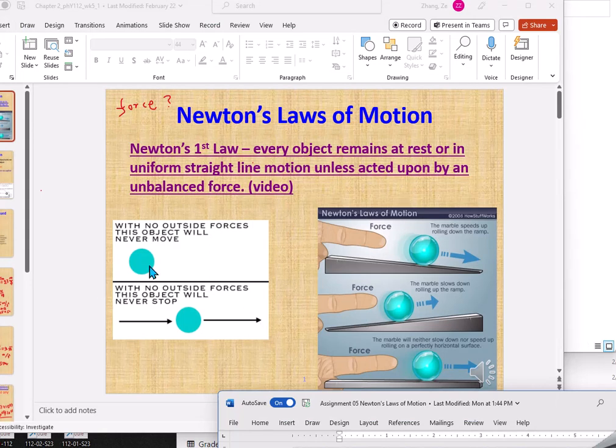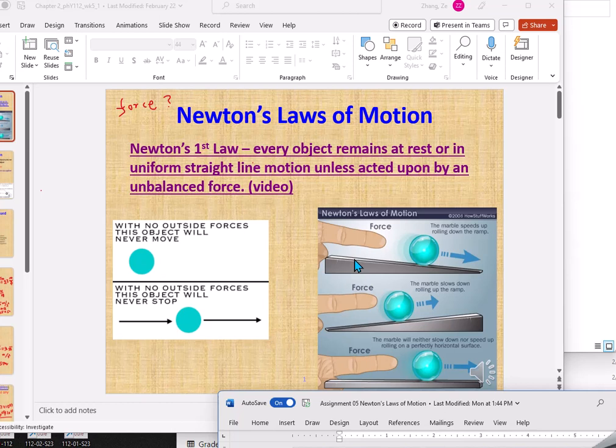Again, over here, to illustrate, if the object has no outside force and is already at rest, it will stay there forever. If there's no outside force and the object is already moving with velocity, it will never stop, of course. And that's Newton's first law.